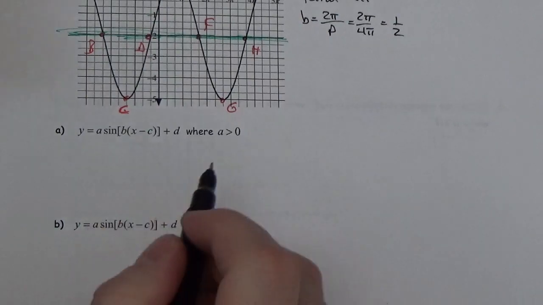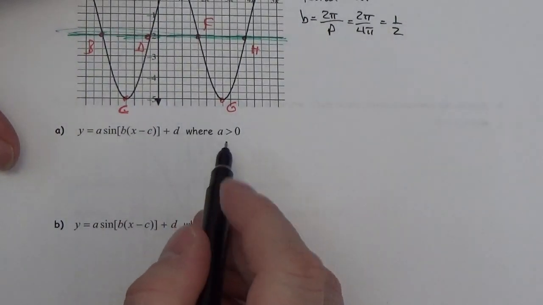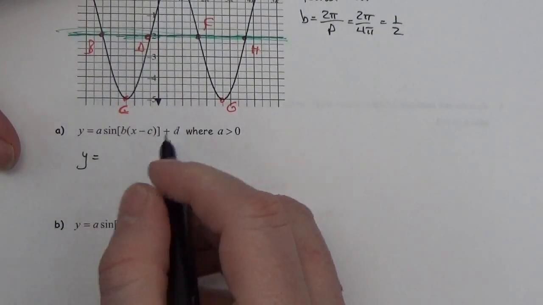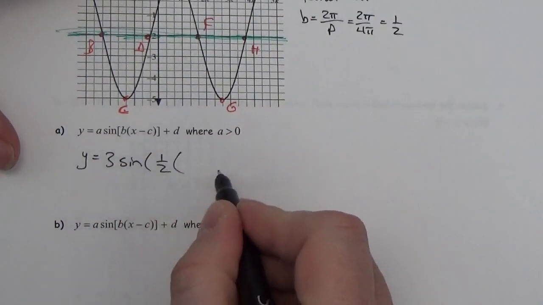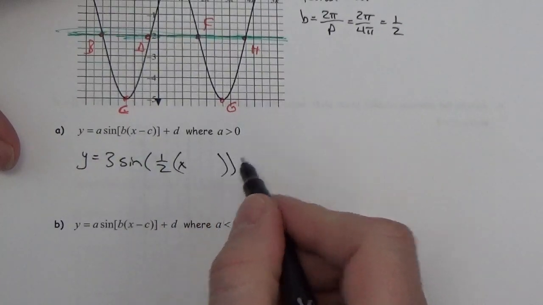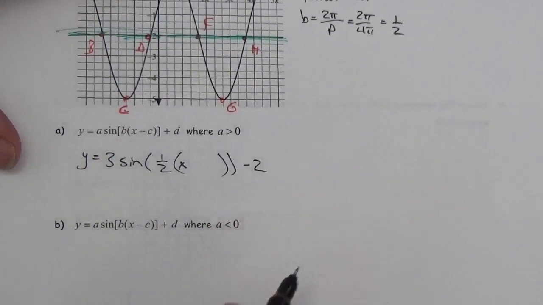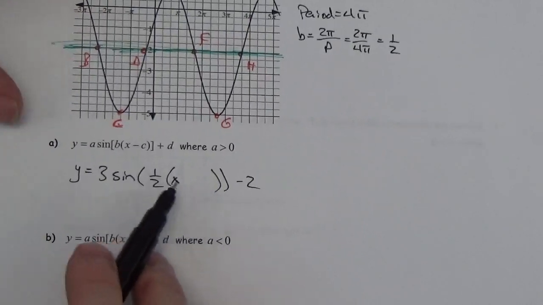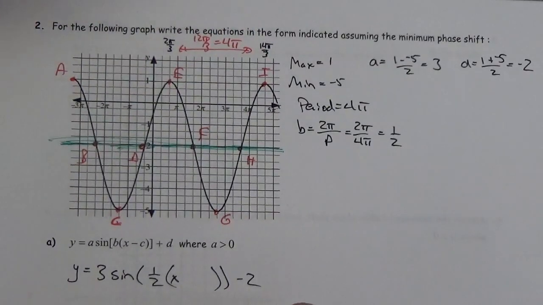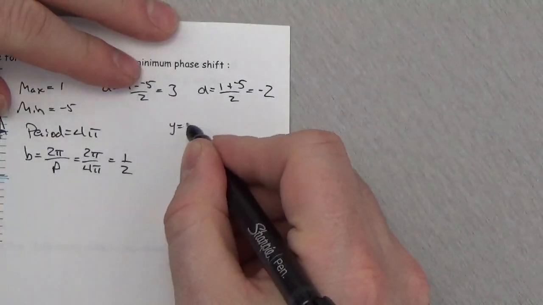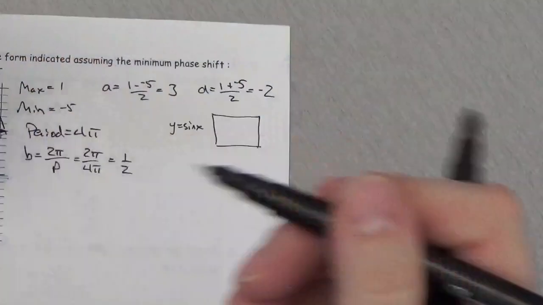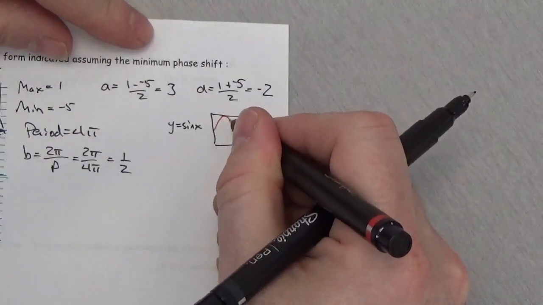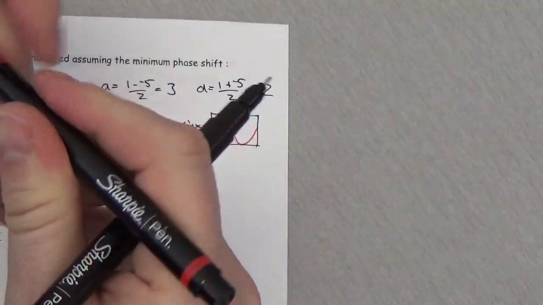Well, I know, particularly if they're making me write A as positive here, that this has to be y is equal to 3 sine of 1/2. I don't know the phase shift, that's the part I don't know, minus 2. What I do know is that a positive sine graph, y equals the sine of x, if you put a box around it, starts at the middle, goes up, and does something like this.